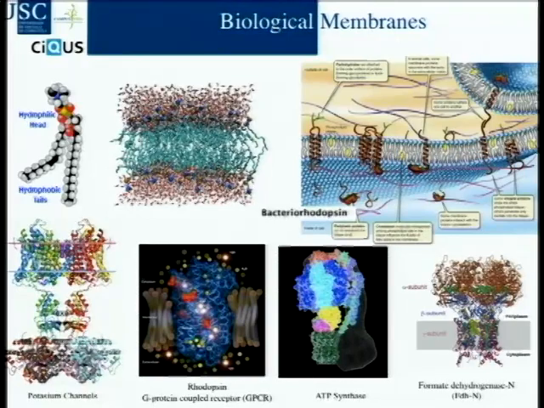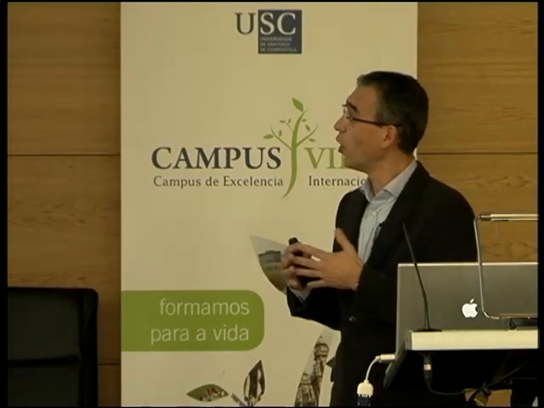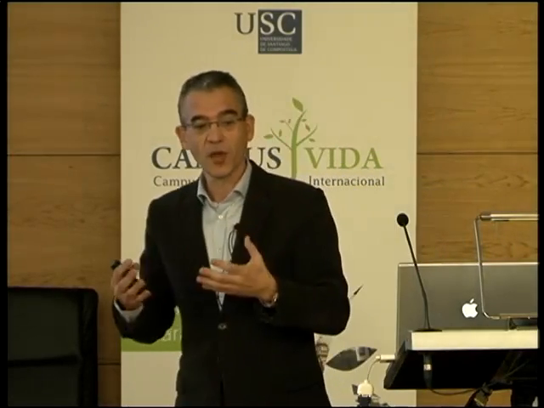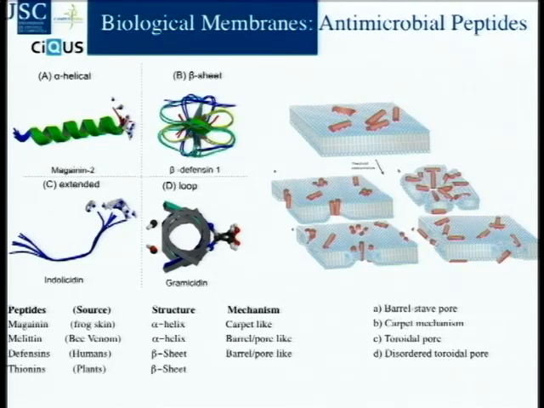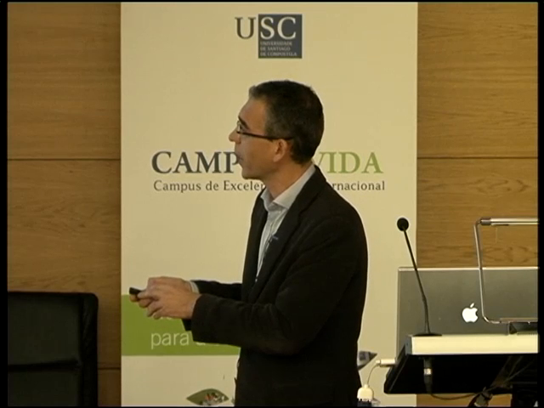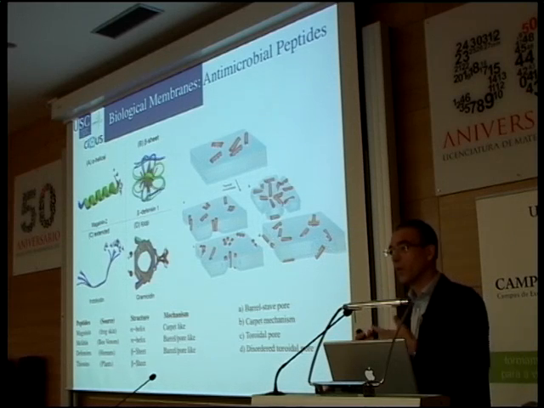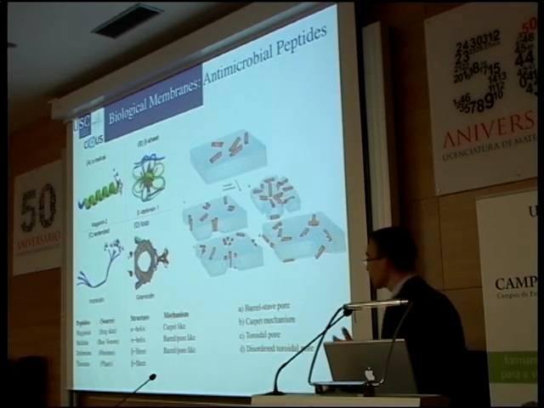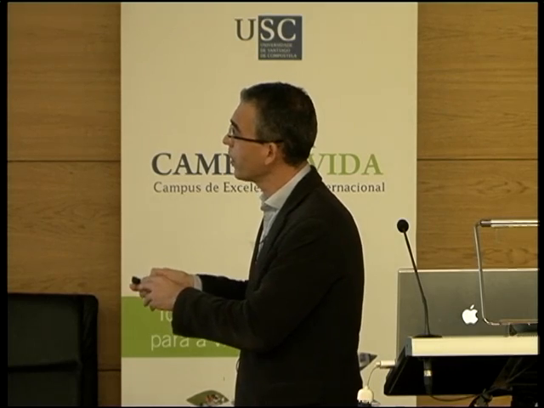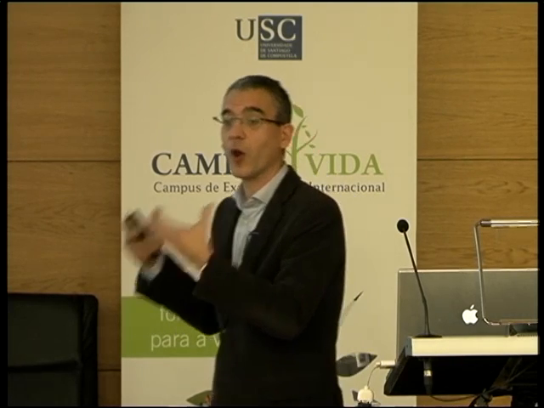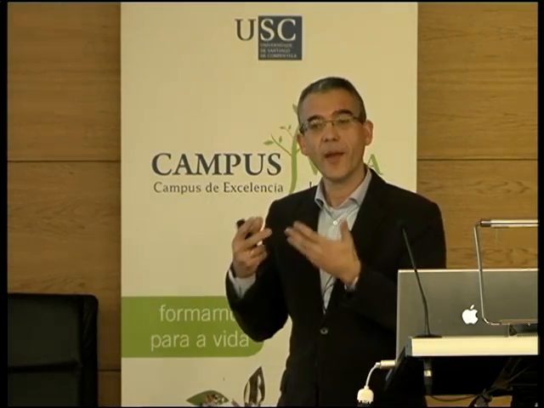So it's not surprising that there is a kind of antibiotic that are made by pluricellular organisms that try to attack the membrane of the bacteria. And for that, we have a variety of different peptides that are used with this purpose, like magainin, defensin, gramicidin, and so on. The way that these antibiotic peptides work is that they interact with the membrane, forming a different type of supramolecular structure that destroys the membrane.